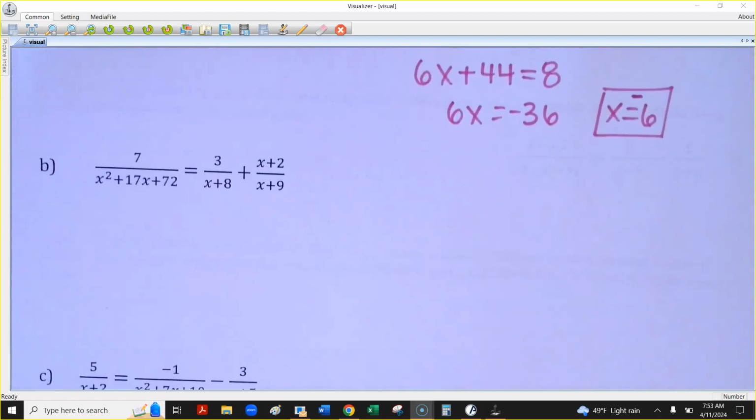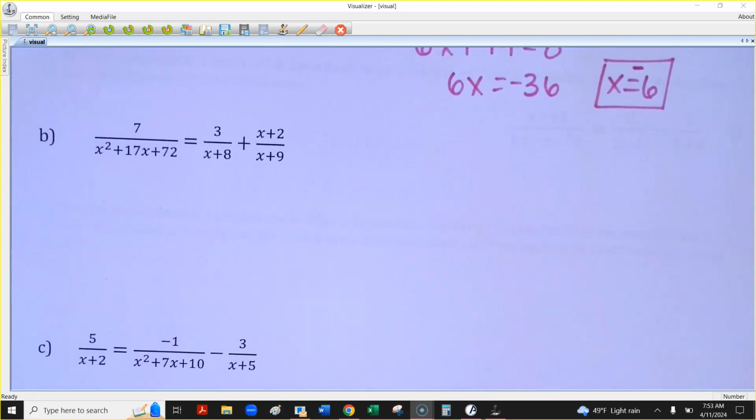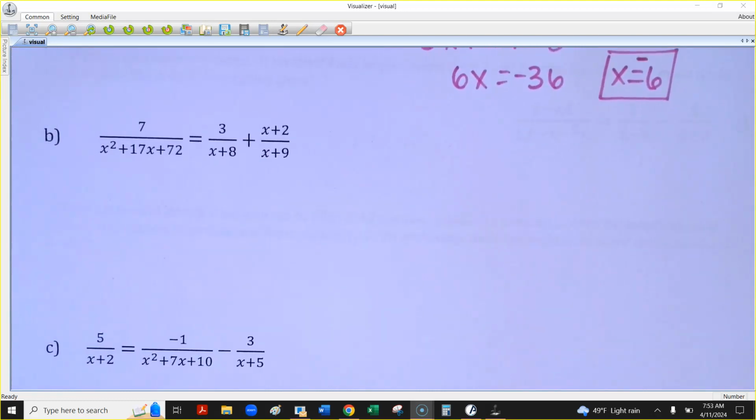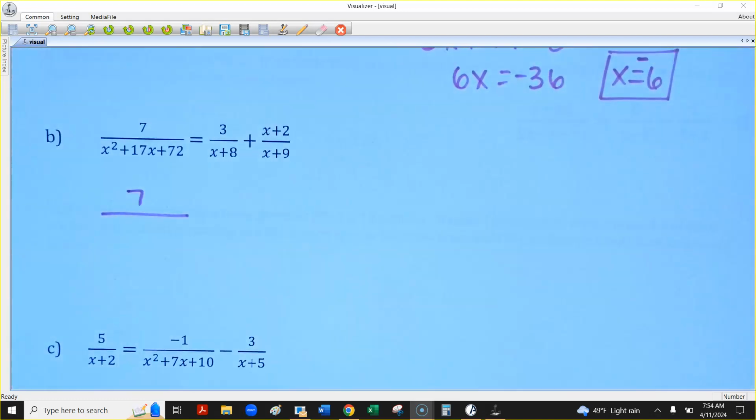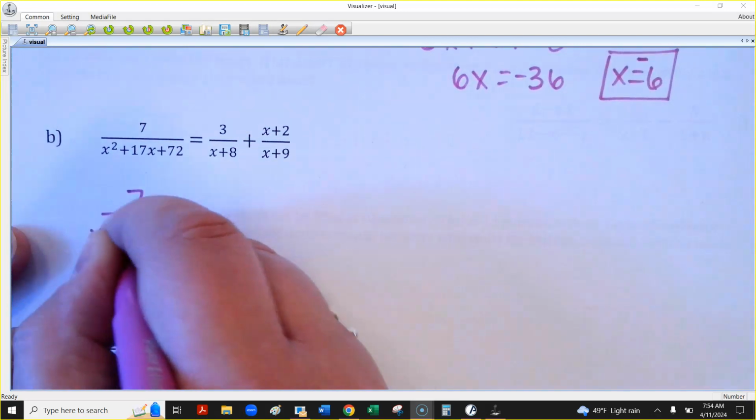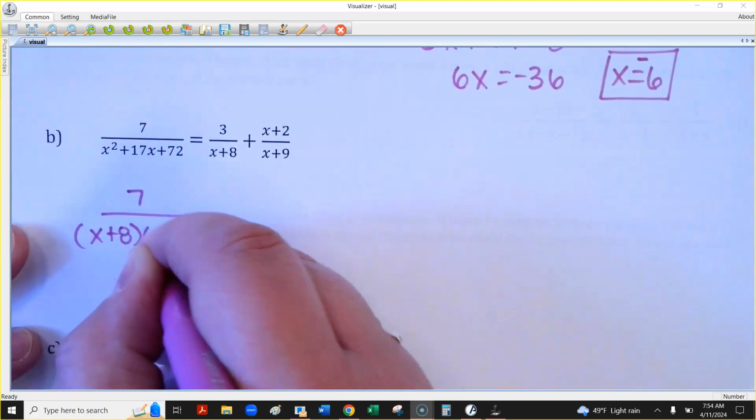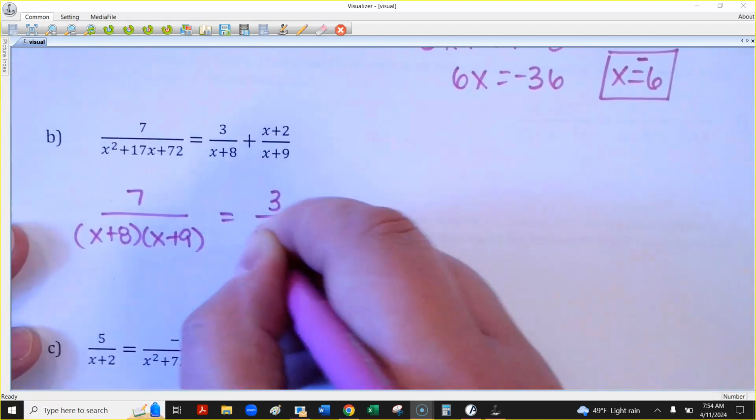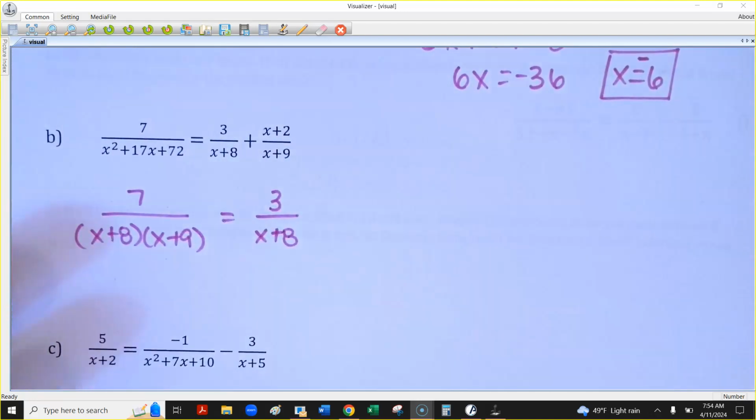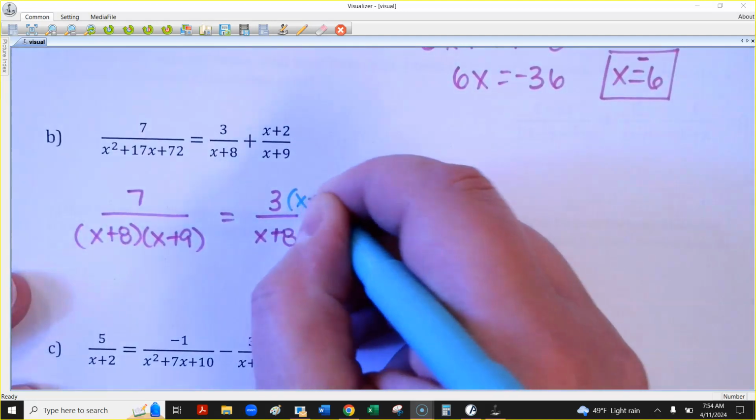Okay. Can anybody factor for me? If I have x squared plus 17x plus 72, can you think of factors of 72 that add up to 17? Yes, x plus 8 and x plus 9. Now, if you look at the other side, we have this 3 over x plus 8, so I already have one of the factors. So to make that match, this would need an x plus 9, top and bottom.